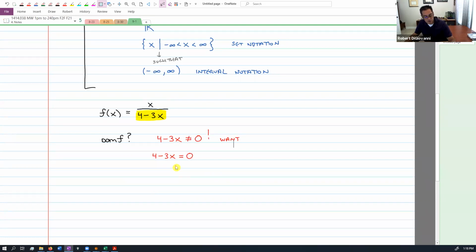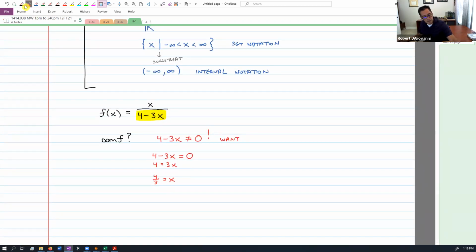So this is just a linear equation. I would just add 3x to both sides, and then I divide by 3. So if x is 4/3, I have a problem. I have a problem if x is 4/3. So how do I tell you that the domain is pretty much everything except this number? There's multiple ways to do it. I'm going to show you both set and interval notation ways to do this. So first I'm going to do set notation.